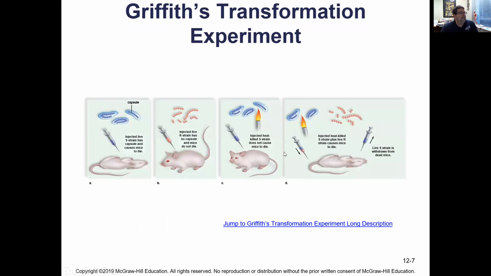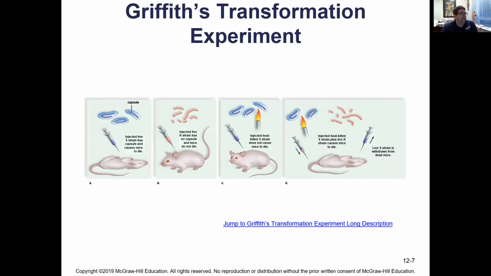So here is Griffith's transformation experiment. He injected live S strain that has a capsule and it kills the mice. S strain capsulated means it has a capsule around the outside of it. Okay. If you inject an R strain that has no capsule, a slightly different strain of bacterium, then the mice do not die. If you heat the S strain that's capsulated and kill it and inject it into the mice, they do not die.